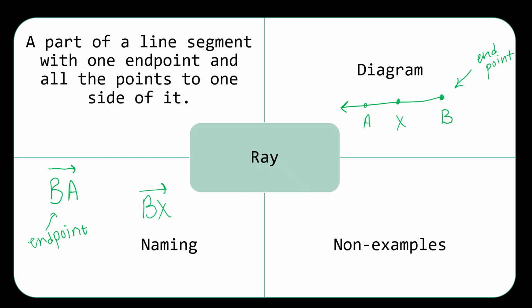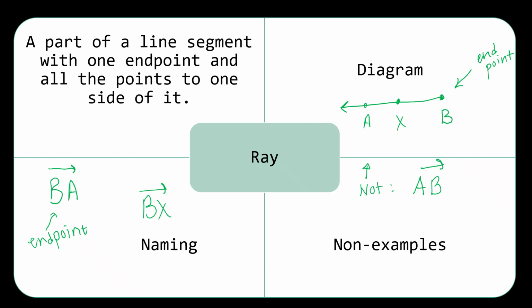I would like to point out in the non-examples category that this picture up here is not AB because we have to start with the endpoint when we're naming it. So when we're naming it, we start with the endpoint, then we can say any other point on the ray, and then we put an arrow on top.